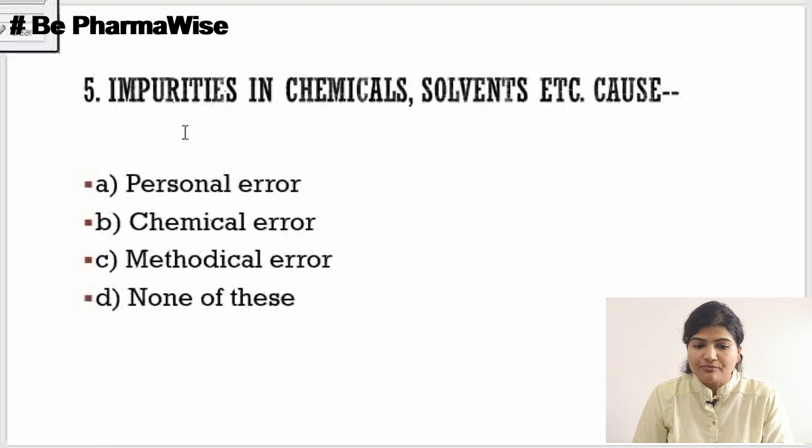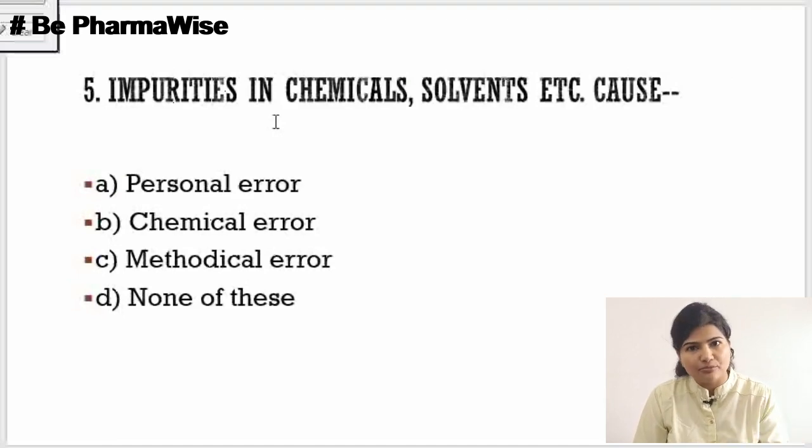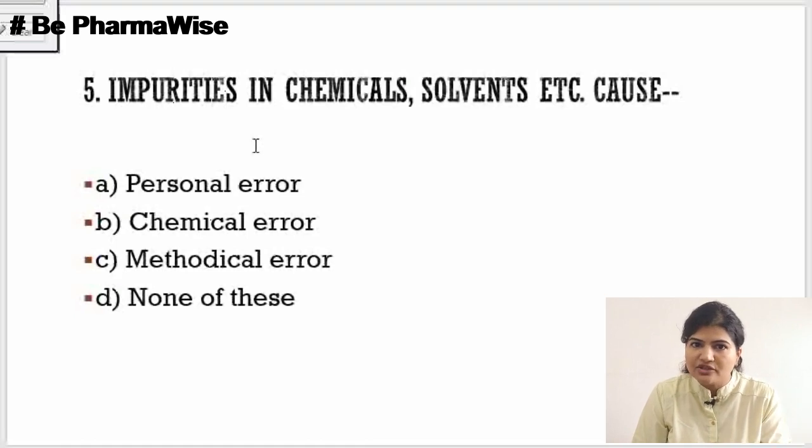Next question, impurities in chemicals, solvents, etc. cause... Now as the chemicals or solvents which you are using for analysis are impure, the error which you are going to introduce in your analysis will be due to the chemicals which you are using, so that error will be called chemical errors. So impure chemicals will give you chemical errors.